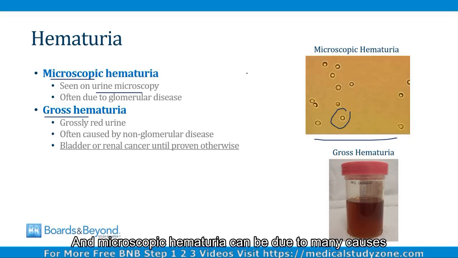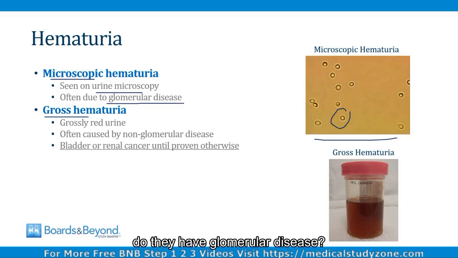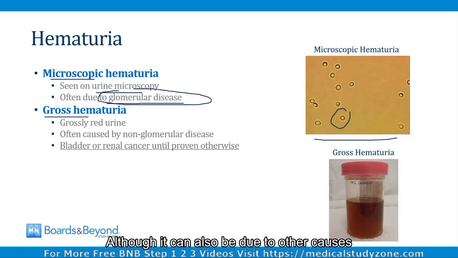And microscopic hematuria can be due to many causes, but you should be aware that it's often due to glomerular disease. When evaluating a patient with hematuria, one thing you want to think about is, do they have glomerular disease? Because if they have glomerulonephritis, then they're at risk for developing renal failure. So a patient who has microscopic hematuria only should be considered to possibly have glomerular disease, although it can also be due to other causes like infection and kidney stones.